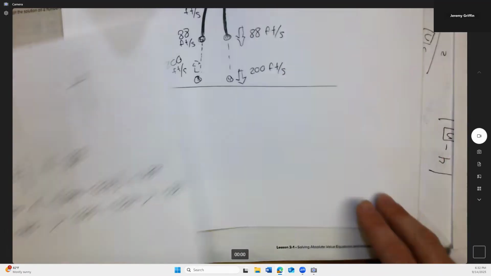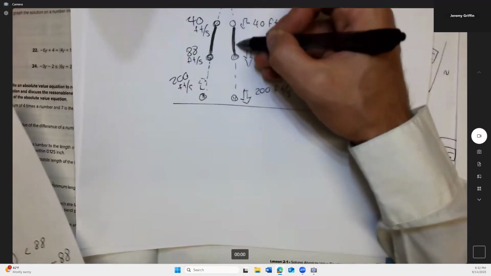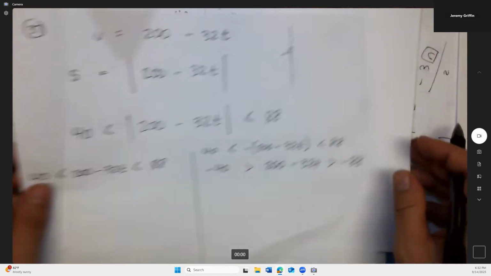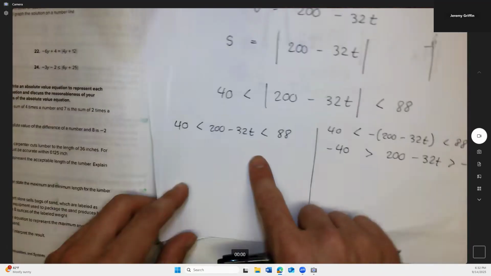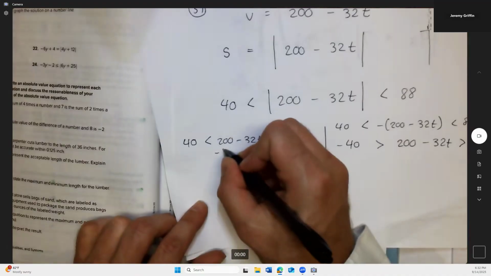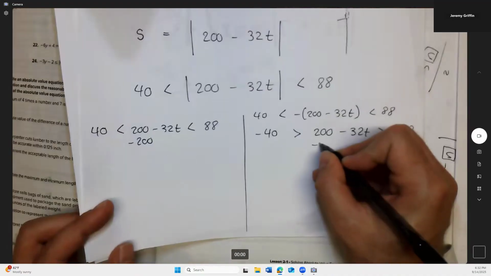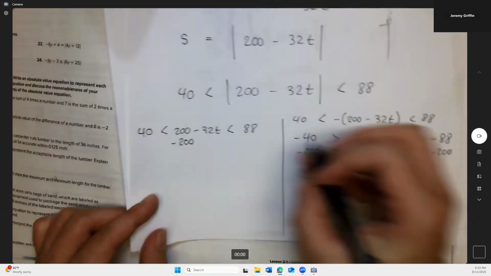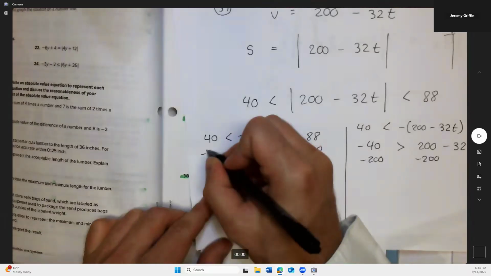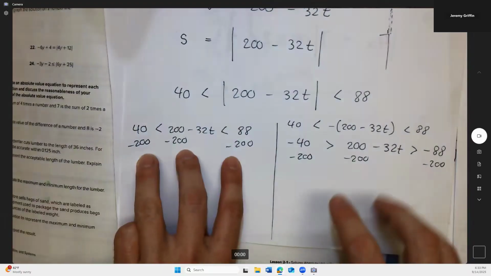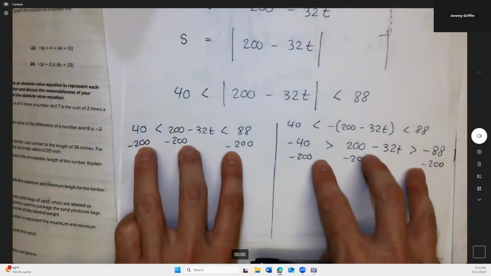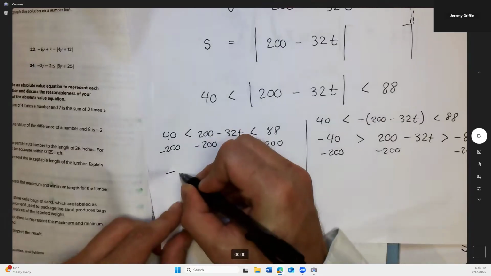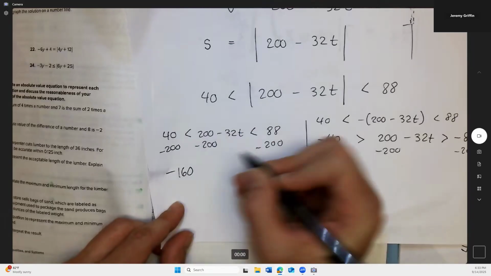Okay, I think that on my picture that probably refers to this time interval here. All right, so let's finish solving this then. So I can subtract 200, or I can do the same thing over here. Subtract 200 from all three sides here and all three sides here. I'm just following algebra rules, subtracting out 200. So that gives me -160. Did I do that right?